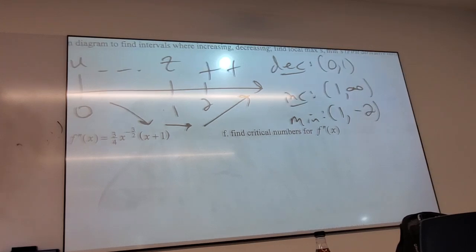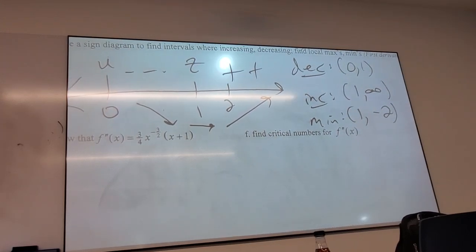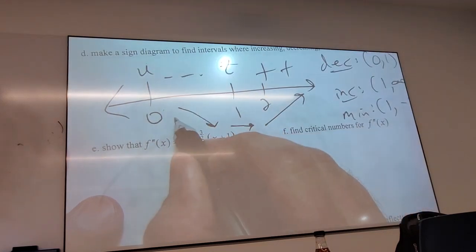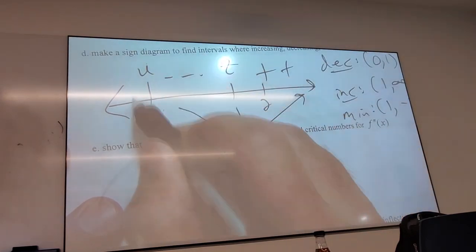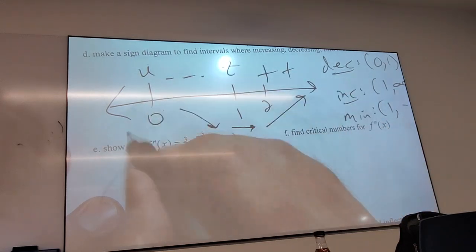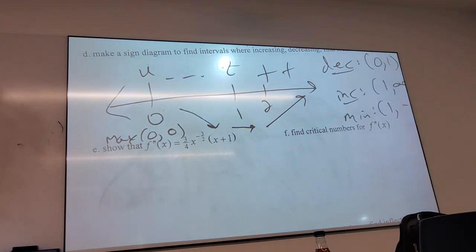Is there a local max to this thing? At 0. How do I know there's a local max at 0? Because it's going down from 0, and the other side doesn't even exist, so there's sort of a max here. So what's the location of the maximum? 0, 0. And again, that's a local max, yes? Okay.